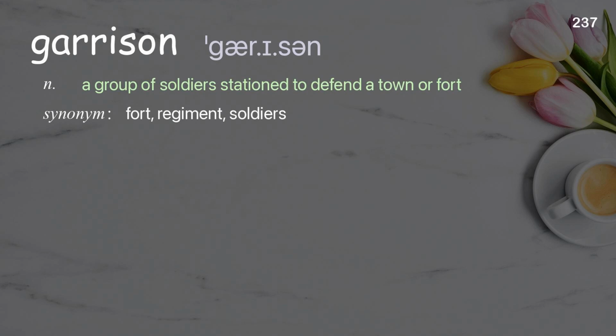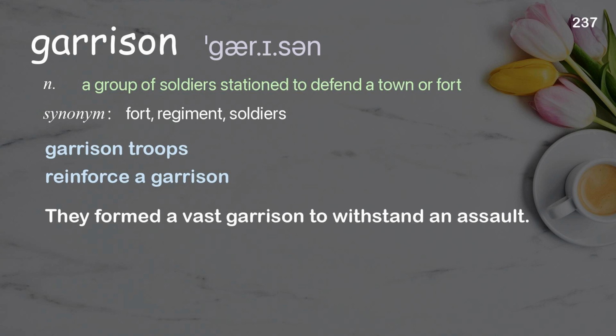Garrison. A group of soldiers stationed to defend a town or fort. Examples: Garrison troops. Reinforce a garrison. They formed a vast garrison to withstand an assault.